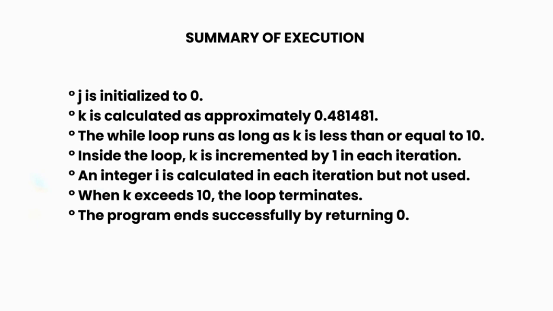An integer i is calculated in each iteration but not used. Then when k exceeds 10, the loop terminates. After the loop execution, the program ends successfully by returning 0. This program effectively demonstrates a simple loop with floating point arithmetic and conditional control flow.